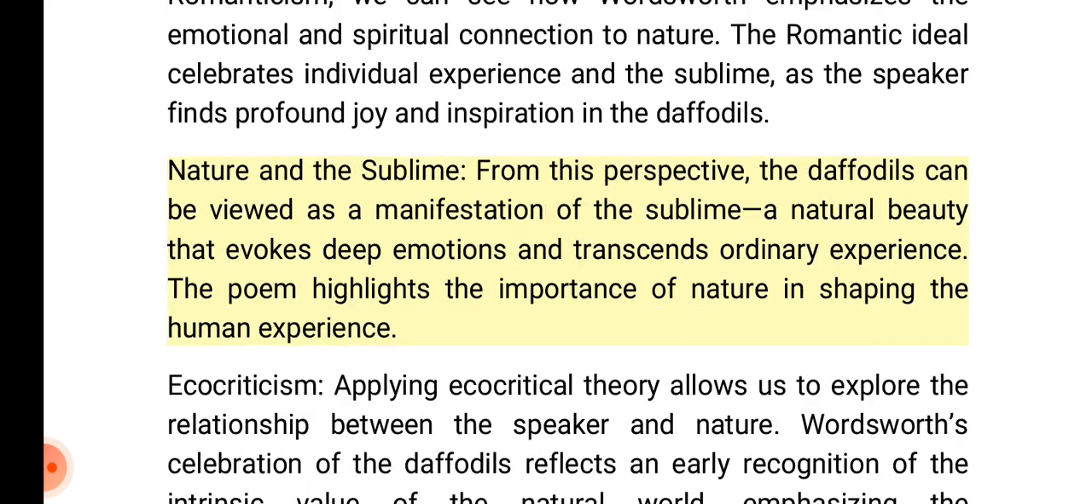Nature and the sublime. From this perspective, the daffodils can be viewed as a manifestation of the sublime, a natural beauty that evokes deep emotions and transcends ordinary experience. The poem highlights the importance of nature in shaping the human experience.